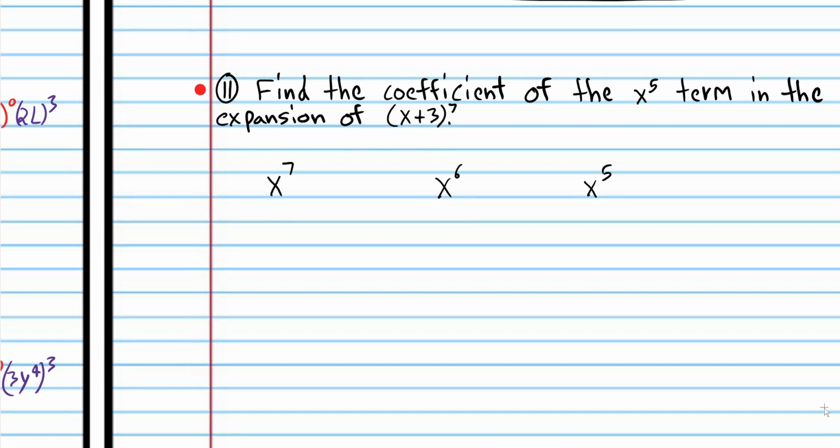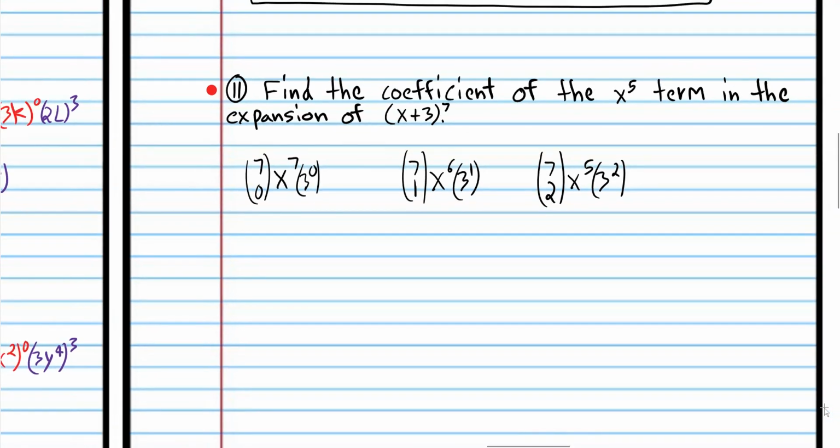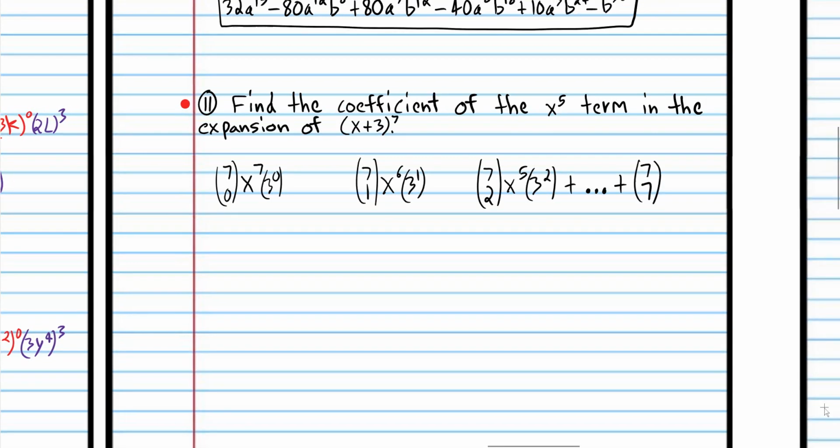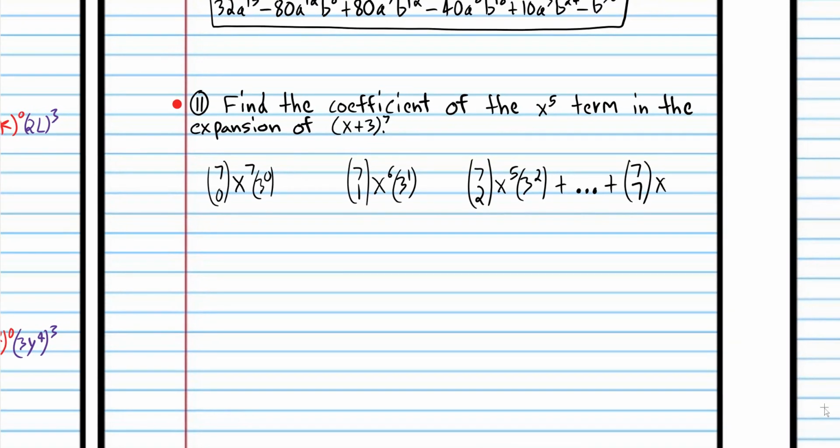A factor in the first term would be 7 choose 0, and then 7 choose 1, 7 choose 2, and we also have 3 to the 0, 3 to the 1, and 3 to the 2 power, and then we're going to keep adding until we get to the last term, which is 7 choose 7, x to the 0 power, 3 to the 7th power.